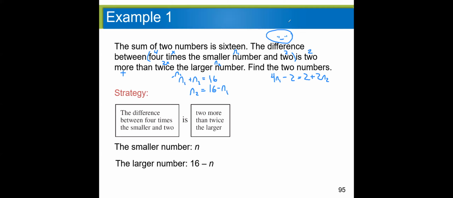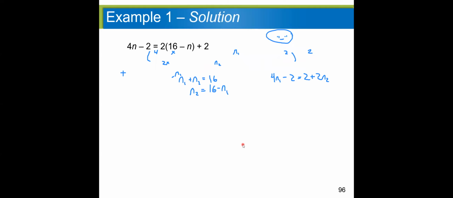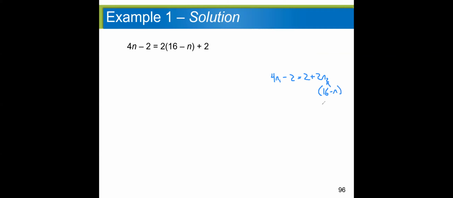So I can replace this N2 with this equation, netting me that bad dude right there. Let me get rid of all this stuff. So replace this with 16 minus N1. Oh, that's a 1, my bad. Replace that in there, giving me 4 times N1 minus 2 equals 2 plus 2 times 16 minus N1.